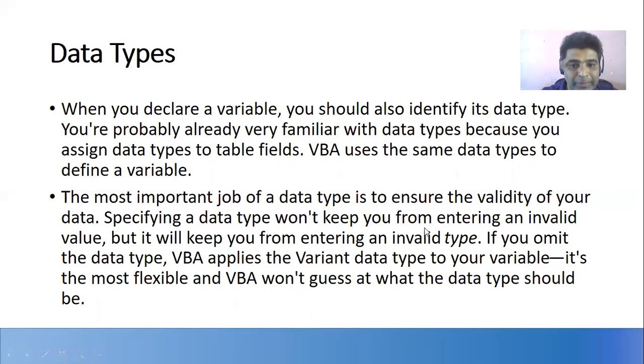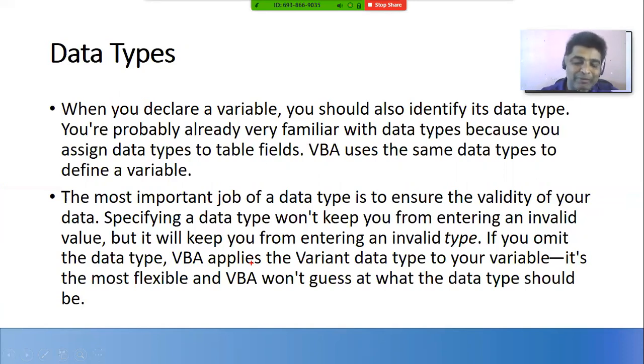Specifying the data type won't keep you from entering an invalid value, but it will keep you from entering an invalid type. So if I'm storing the age of a person, I want the age to be numeric. I can restrict that by defining the data type as int, so it should be a numeric value. I can restrict it from being entered as O or XYZ or anything, but I cannot restrict, for example, that the age of an employee should not be more than 40.